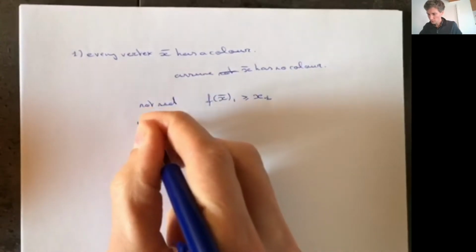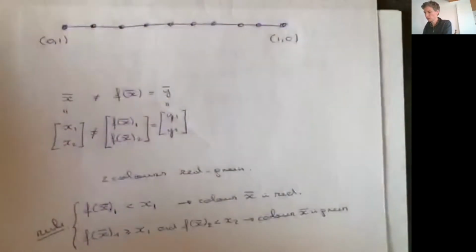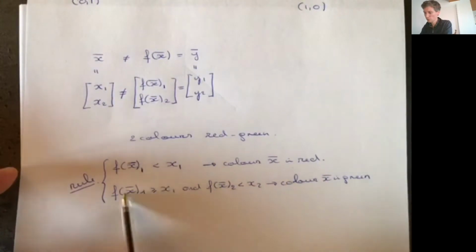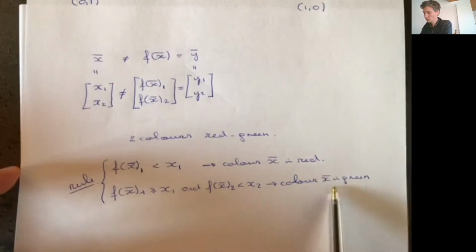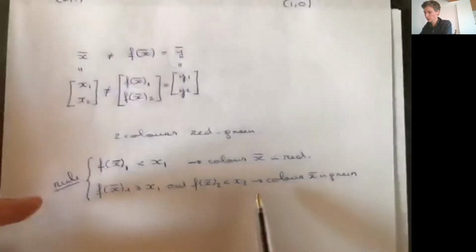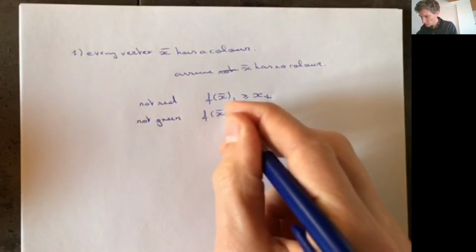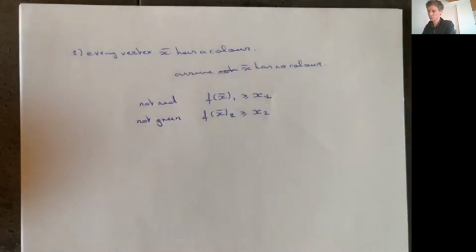Also, we know that it's not green, because if it doesn't have a color, then it's not red and not green. So the condition for green has to be false, and we have that f of x2 is greater than or equal to x2.